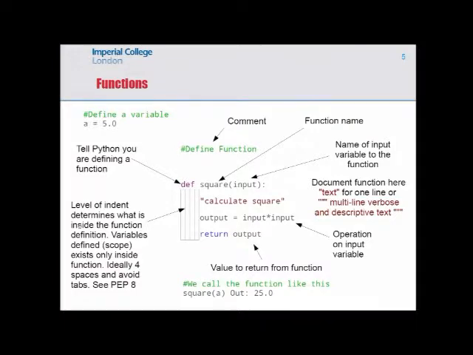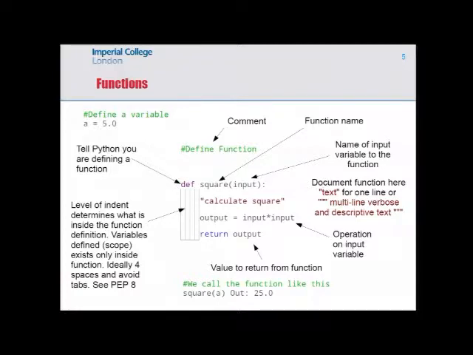Okay, so a recap on what a function is. Now, if you remember defining a variable, we use the syntax a is equal to 5, and that defines a to be the value 5. To define a function in Python, we use a def statement. What follows that is the name of the function. We then have some brackets where we specify the inputs for that function, and that can be one or more input variables.